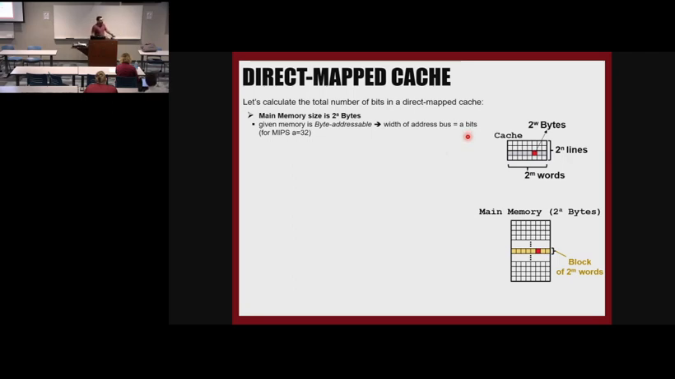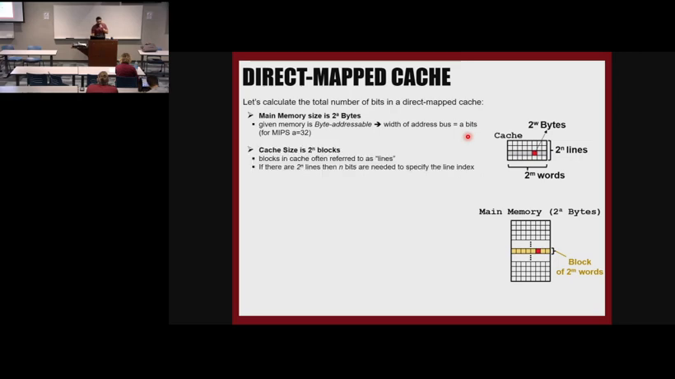But this defines the length of the address. Why do we care about this length of the address? Because everything else that we want to address in the cache should be inside the same address. So m, w, n, everything we want to explain should fit in that size. So we have A bits for addressing a memory that has 2 to the 8 byte capacity.